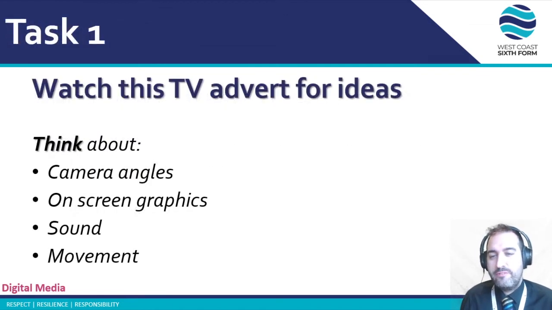So the first task, before we go back to the client brief, I'm going to watch this little TV advert from a few years ago for Vimto for some initial ideas. So think about camera angles. Okay, what point is the camera pointing at? Is it a certain person, a certain actor, a certain place, a certain product? On-screen graphics, do we have them all the way through? Are they at the end? Do they fade in slowly? Do they zoom in? Do they spin in? Sound is obviously important. Without sound, people wouldn't be attracted to any advertisement, and movement on the screen. So have a little think of that when you have watched this video, and I'll see you at the other side.